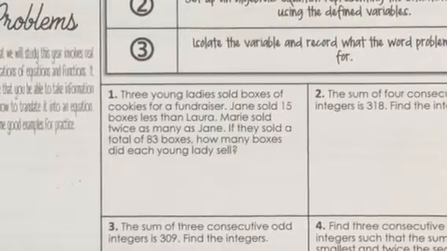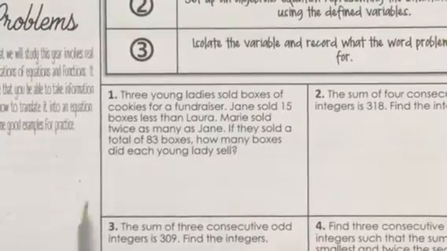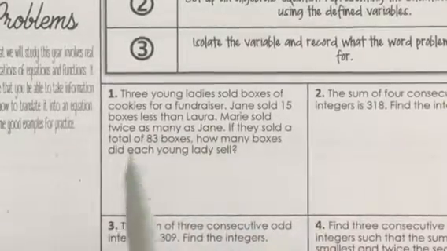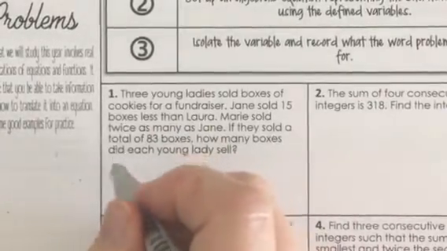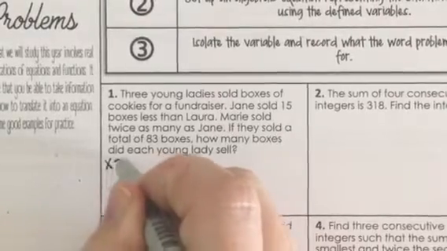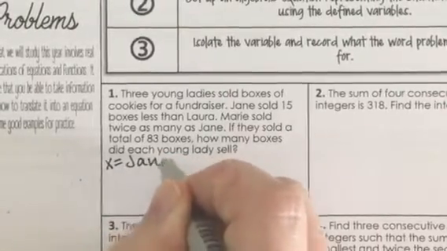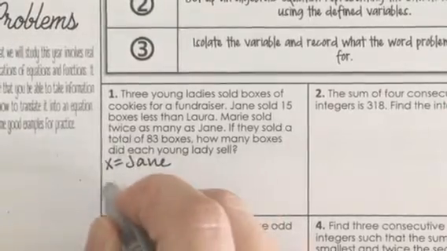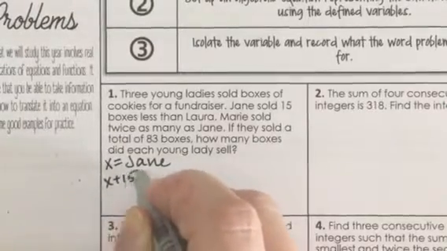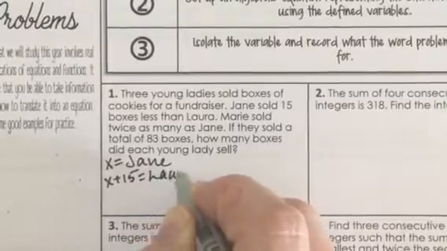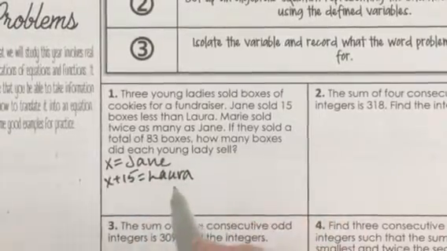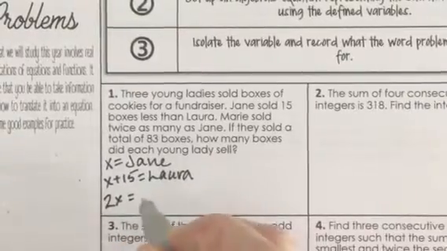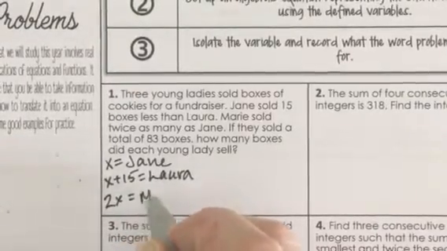So the other 2 girls, young ladies, are written in terms of Jane. So we're going to let Jane be X. Then it says Laura sold 15 more than Jane. So X plus 15 is equal to Laura. And then finally, Marie sold twice as many as Jane. So 2X is equal to Marie.